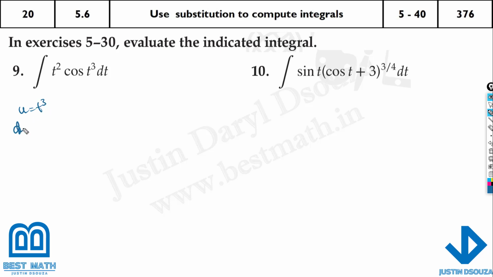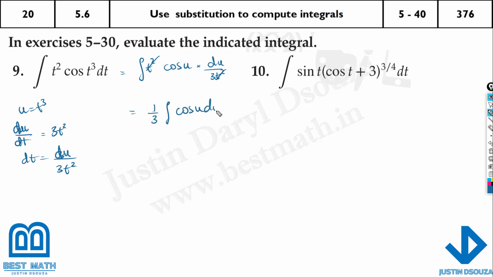Now what happens? du by dt, because it's not x, it's given in terms of t. That's absolutely fine. It'll be 3t squared. And then we can write dt is equal to du divided by 3t squared. So now this will entirely change into t squared cosine u, because t to the power 3 is assumed to be u. Instead of dt, what do we have? du by 3t squared. t squared cancels off, and you have 1/3 outside integral cosine u du.